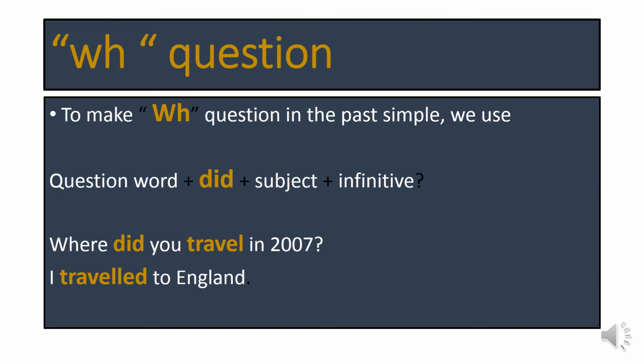For example, where did you travel in 2007? Where, question word to ask about the place, did, helping verb, you, subject pronoun, travel, infinitive verb. As you know, this question is in the past, so the answer must be in the past. So when you are going to answer the question, you have to change the verb from present into past. Here the answer will be I traveled to England.